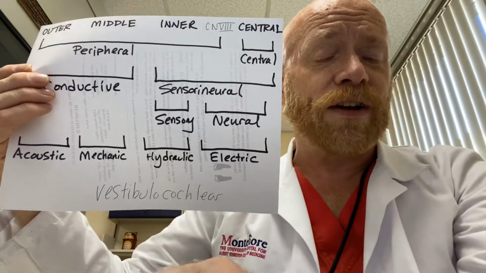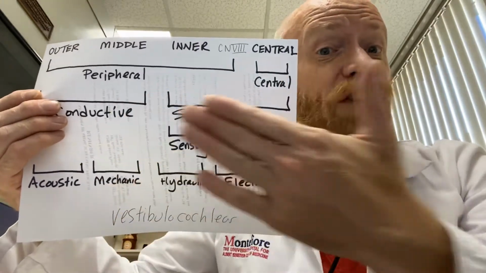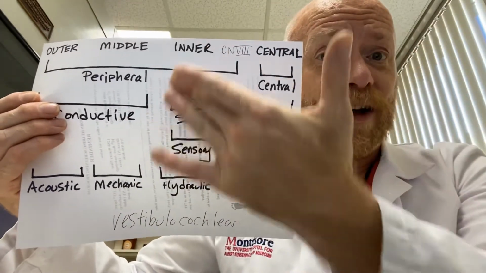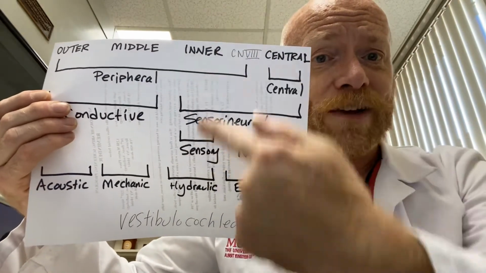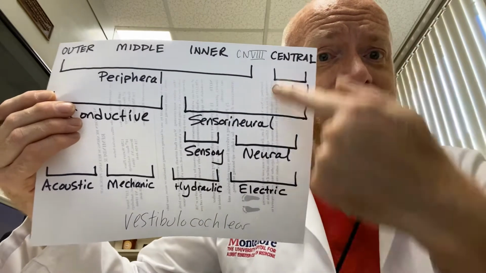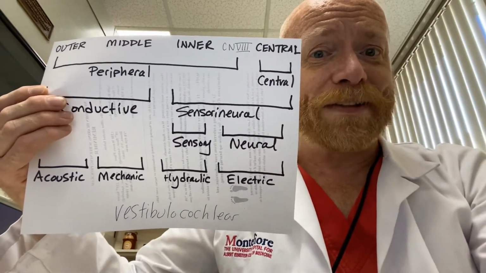That's something an ear doctor would probably care more about. We just would say it's a sensory neural loss, meaning it's the cochlea or beyond. So sensory is the cochlea, the inner ear. Neural is cranial nerve number 8, brainstem or brain.